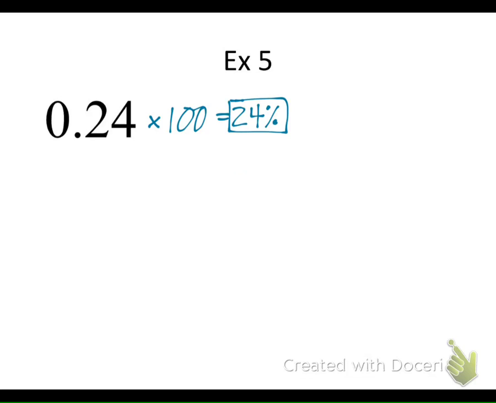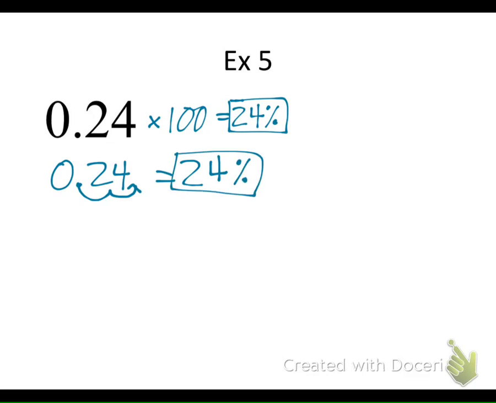And then, Tamara, what was that other way of doing it? Move the decimal point 2 times to the right. So I'm going to take that decimal point, move it twice to the right, and then that equals the same thing, 24. And then what? Percent. Nice.